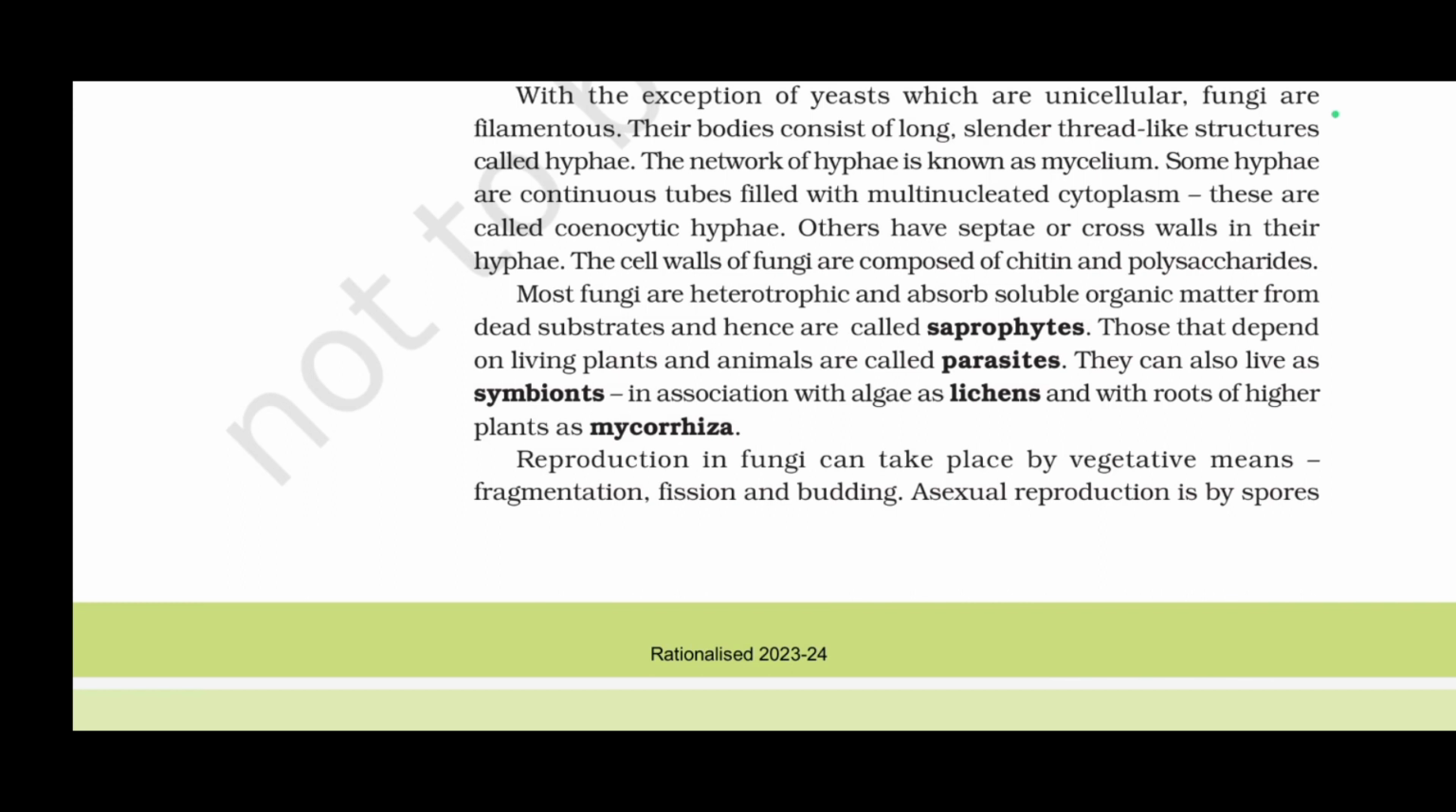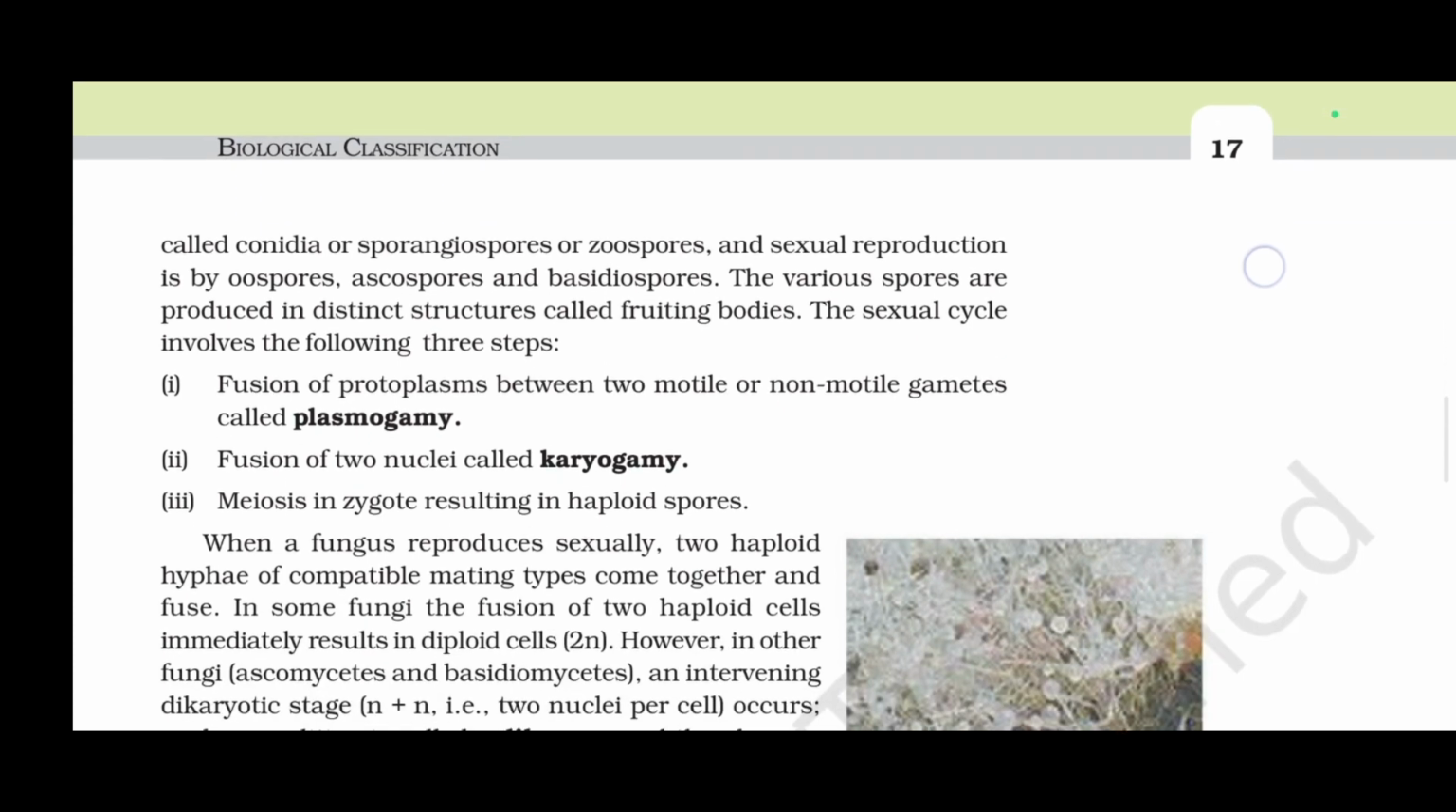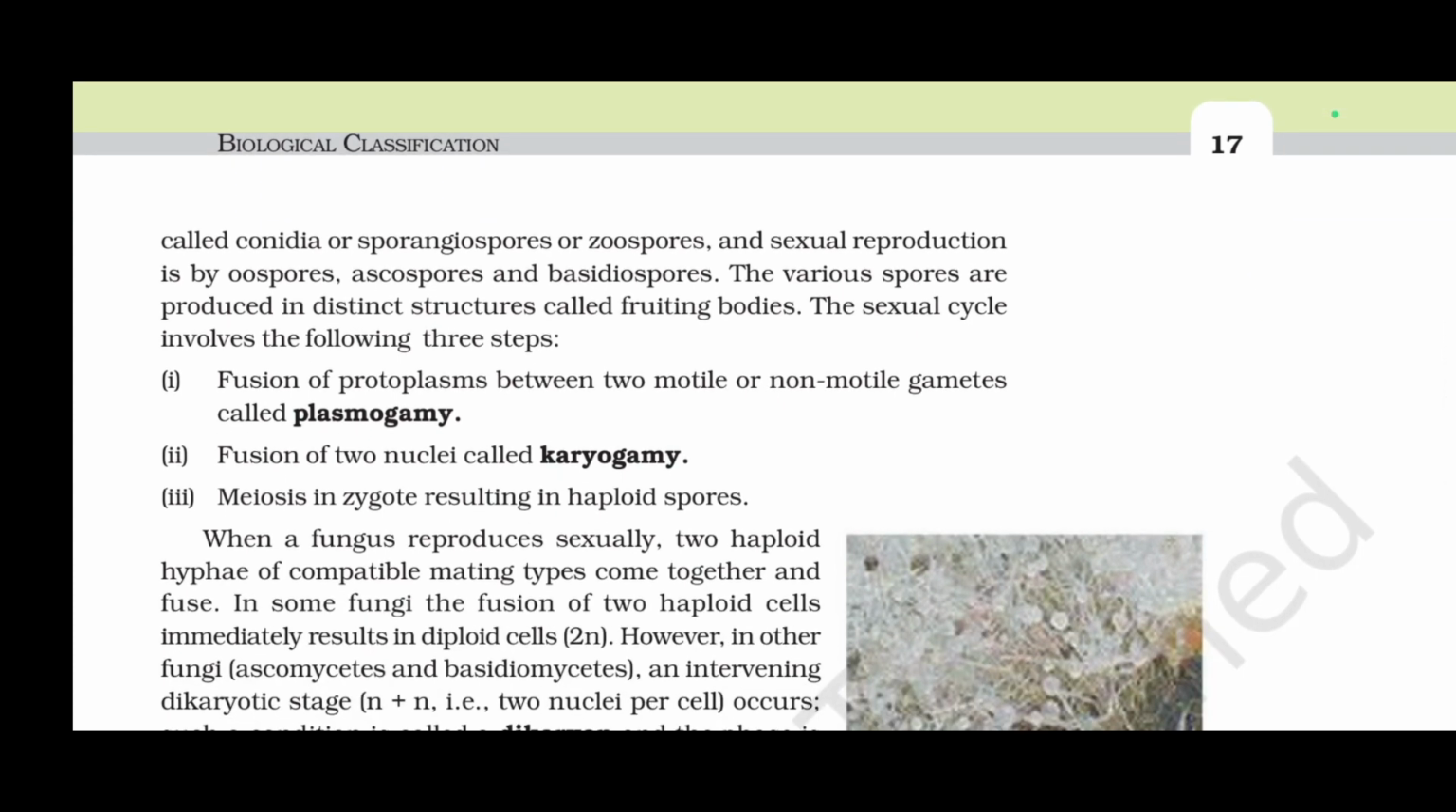Those that depend on living plants and animals are called parasites. They can also live as symbionts, in association with algae as lichens and with roots of higher plants as mycorrhiza. Reproduction in fungi can take place by vegetative means: fragmentation, fission, and budding. Asexual reproduction is by spores called conidia, sporangiospores, or zoospores.